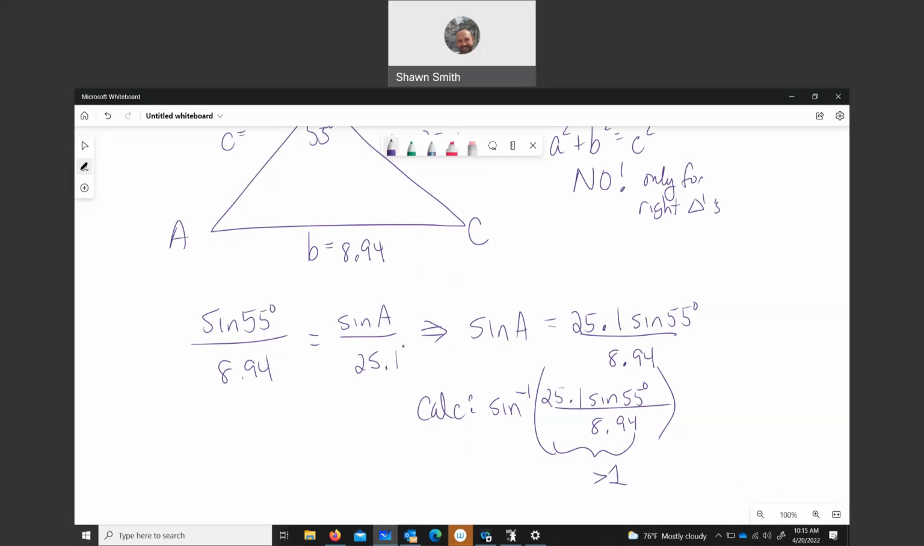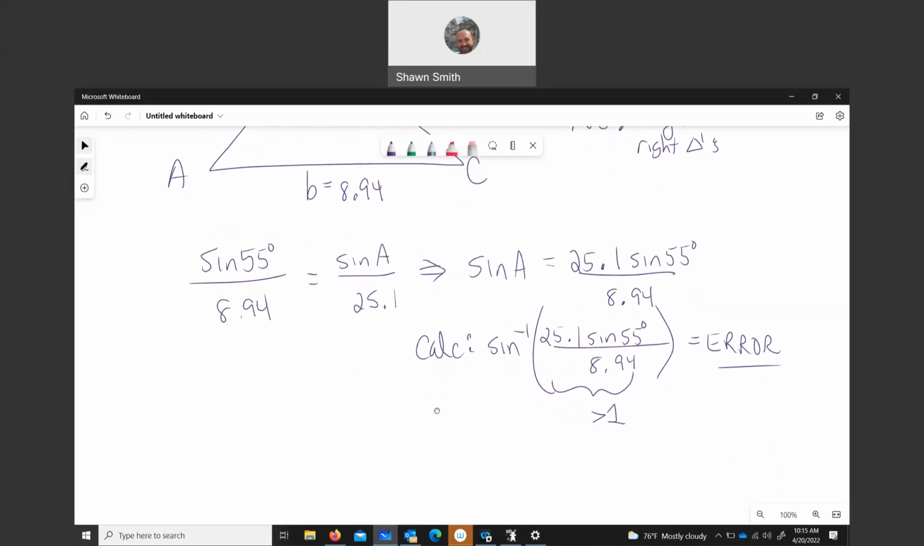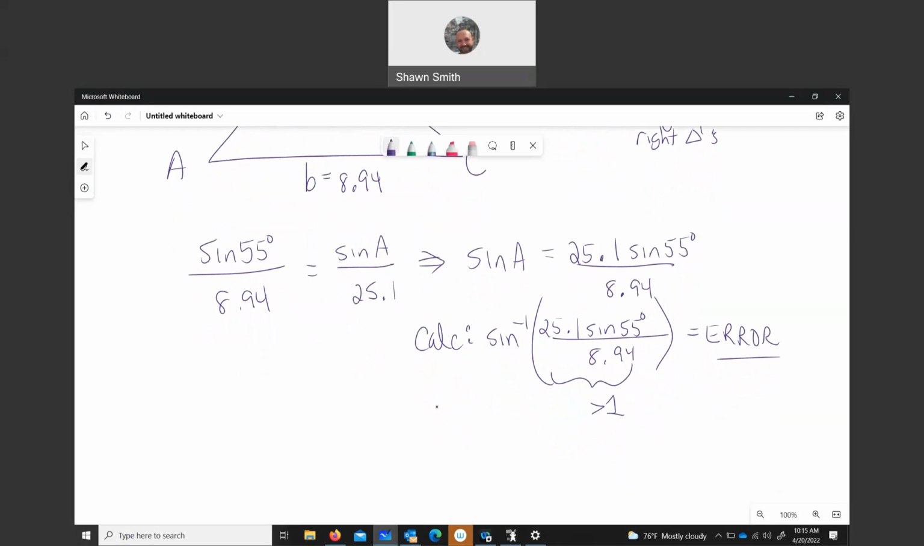So this gives us an error in the calculator. This tells us that there is no possible value for A to exist. So no triangle can be formed with the given dimensions.